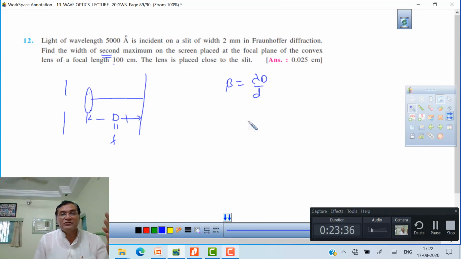When you go away from the central maxima, the width decreases a little bit. The central maxima is 2 lambda D upon d, and then lambda D upon d, then a little bit less, but we do not consider that. But you should know that as we go farther, the width becomes slightly smaller and the intensity also decreases. Okay, so D is equal to 100 centimeter, small d is 2 millimeter, and wavelength is 5000 angstrom. So you can do the calculation very easily.